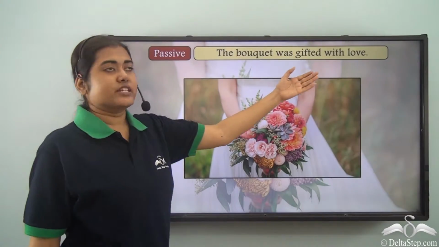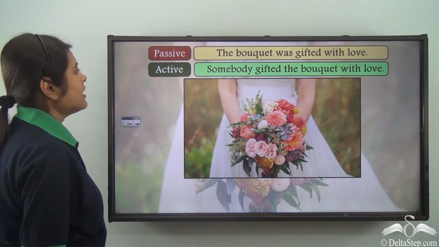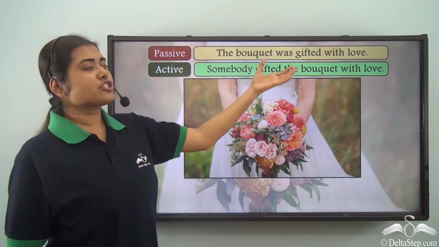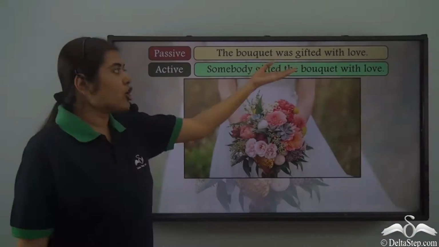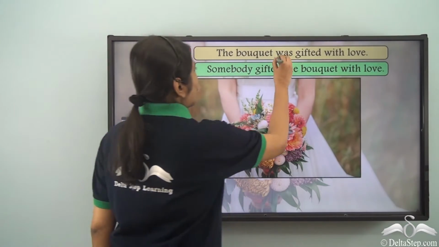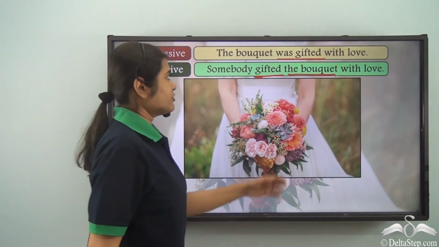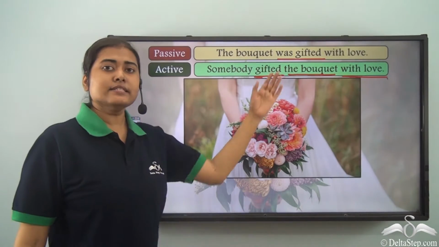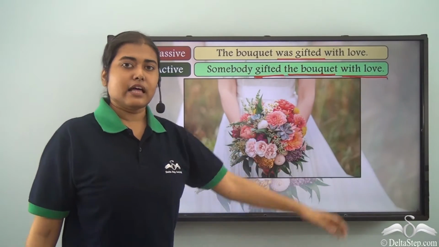The bouquet was gifted with love. How do I write it in the active voice? I write it as, somebody gifted the bouquet with love. So the bouquet was gifted with love. Once again we see that the doer is not mentioned. Because it is unknown, we can place somebody as our subject. Then was gifted changes to gifted, and then the object, which is the subject in the passive voice, followed with the rest of the sentence, with love. So the sentence becomes somebody gifted the bouquet with love.